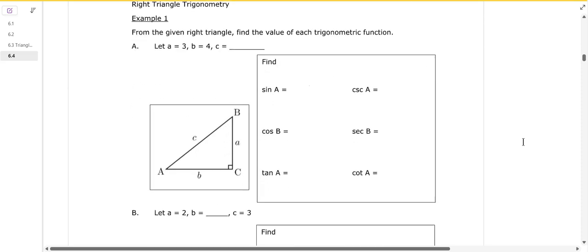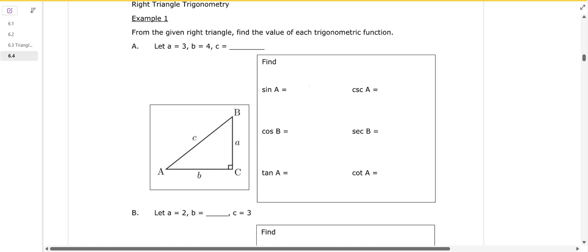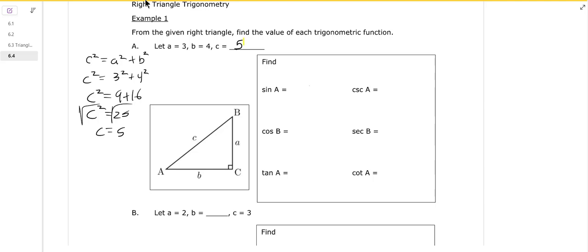On the next page, this is the exercise you do to learn this. In this particular problem, you're given A is 3, B is 4, and these are sides, and we need to find C. We find C by applying the Pythagorean theorem. So C squared is equal to 3 squared plus 4 squared. That gives C squared is equal to 9 plus 16, so C squared equals 25. Then you can square root both sides, so C is equal to 5. Again, this is a common Pythagorean triple. You may have already known that C was going to be 5.